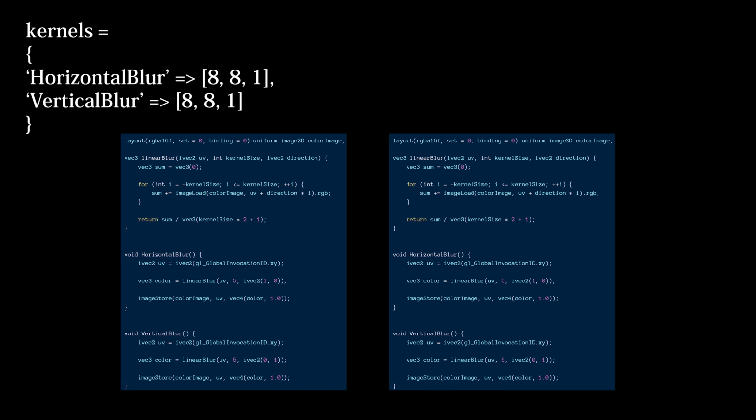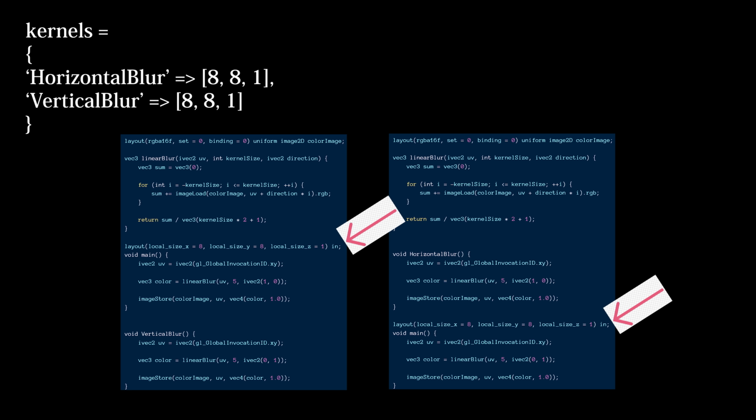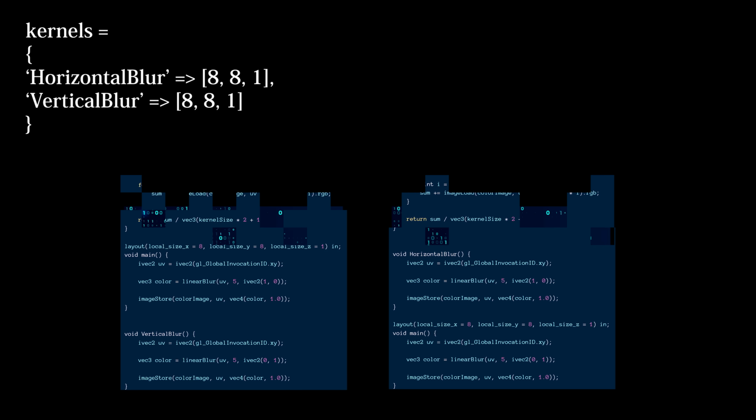For each kernel, we take our stripped shader file code, replace the name of the kernel function with main so Godot knows what the entry point is, insert the GLSL code for thread group information, compile it, and we have successfully automated the separation of one shader file into multiple shader files.